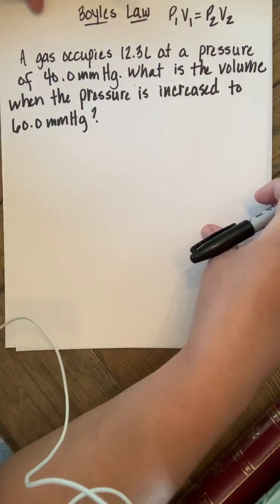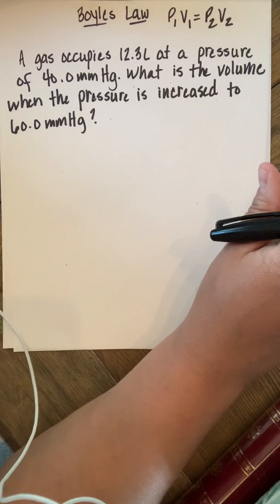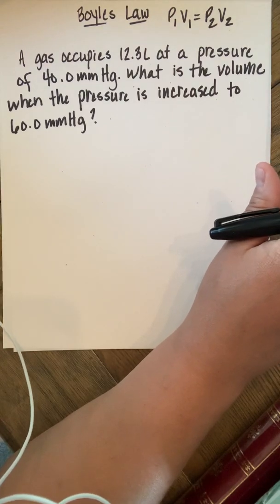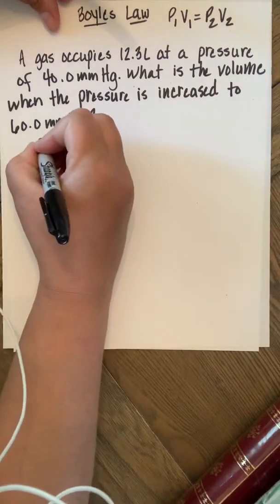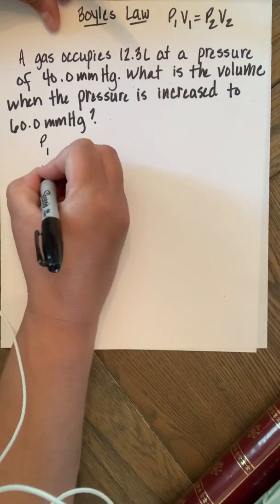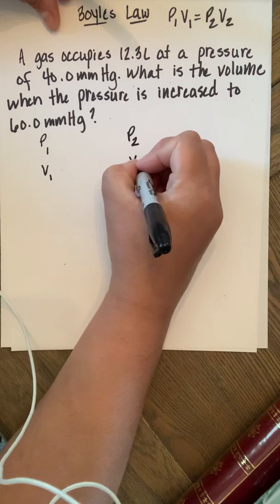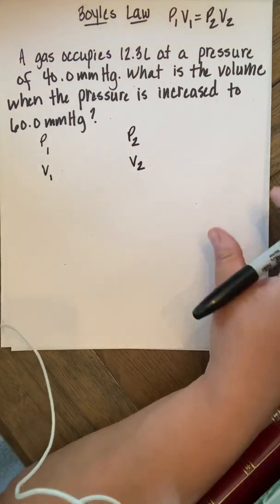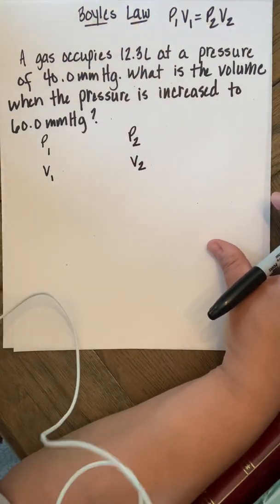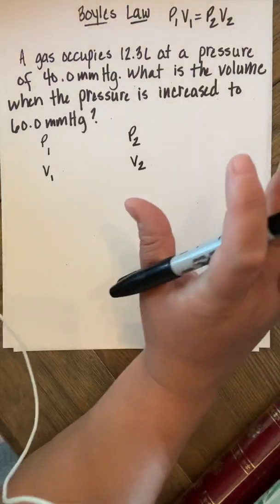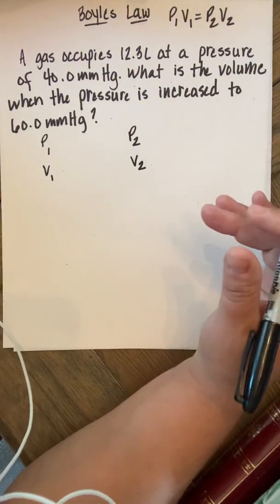Okay, so just like we've talked about in the past, we want to be really organized with our data. That's really important when we talk about gas laws. So I'm going to make my normal lists of my variables. I'm going to list my P1, my V1, and then my P2 and my V2. It doesn't matter how you do this. Again, if you have a certain way of organizing your information, feel free to use that. This is just my way.